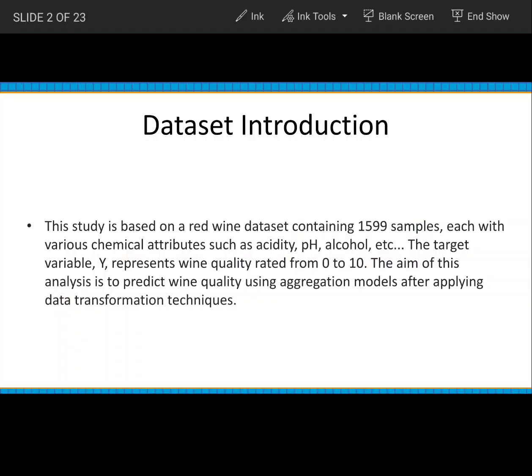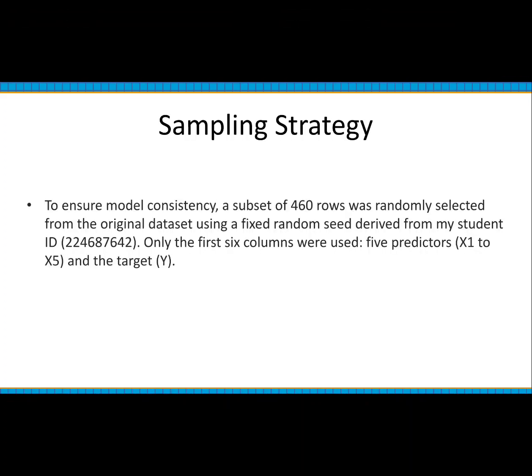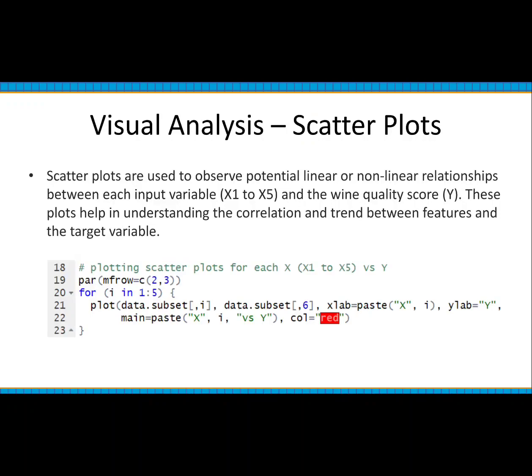Coming to task 1, the dataset introduction. Our dataset consists of 1599 samples with various chemical attributes, and the target y variable represents wine quality rated from 0 to 10. Out of 1599 samples, we randomly select 460 samples using a fixed random seed derived from my student ID, and this is unique for each student because they have different student IDs.